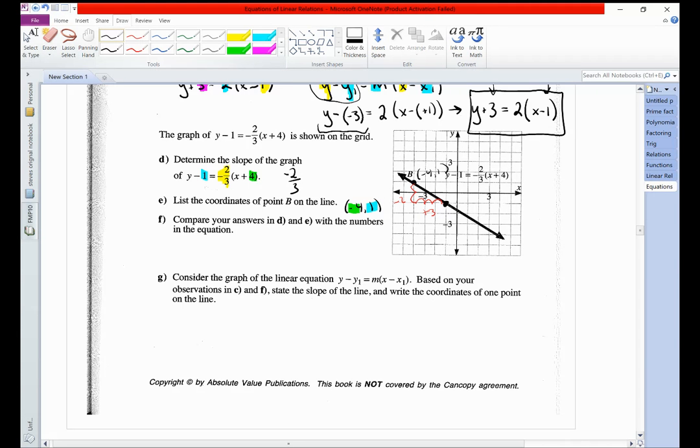Consider the graph of the linear equation y minus y1 is equal to m multiplied by x minus x1. Based on your observations in C and F, state the slope of the line and write the coordinates of one point of the line. So what's happening in y minus y1 is equal to m times x minus x1 is that m is our slope and x1, y1 is one coordinate, or one point on the line.